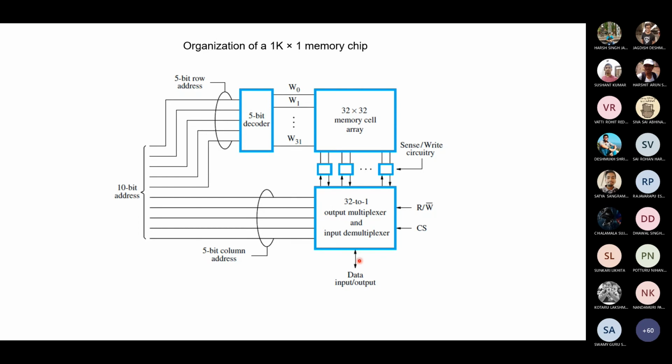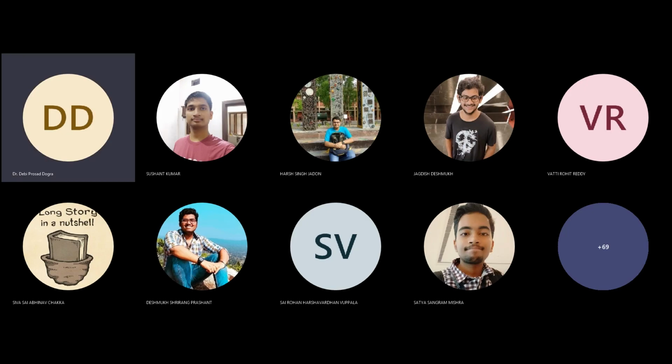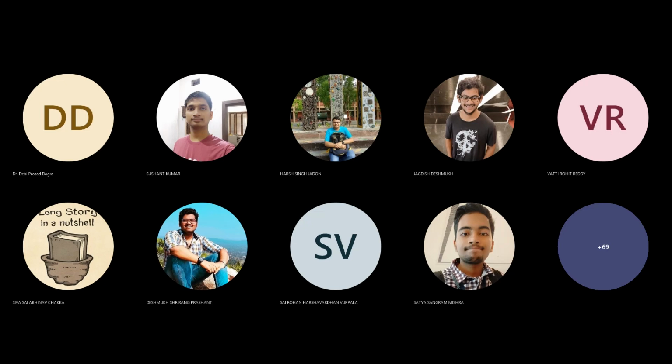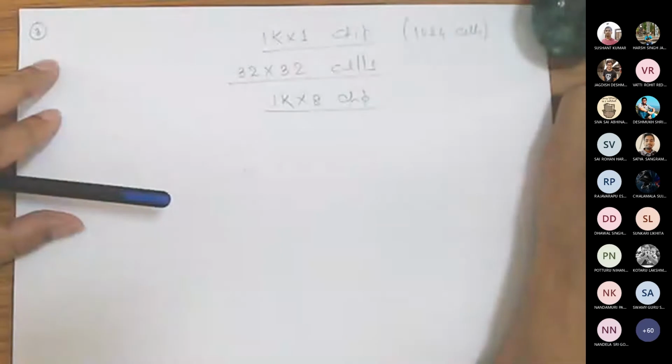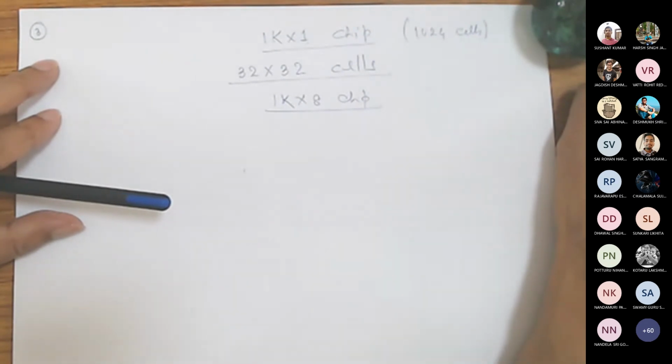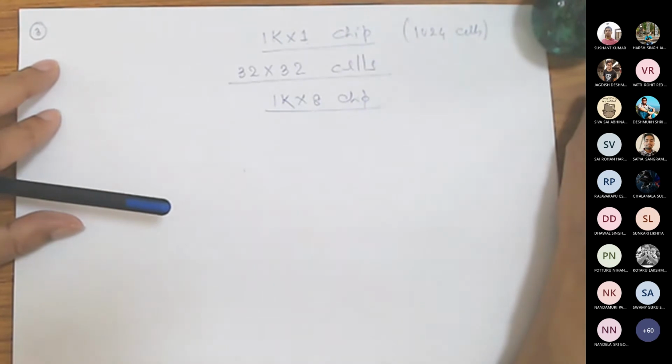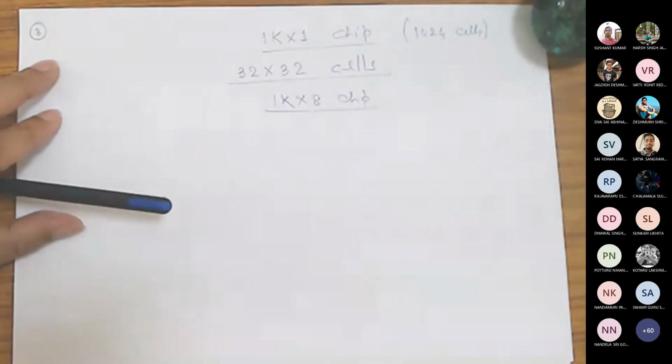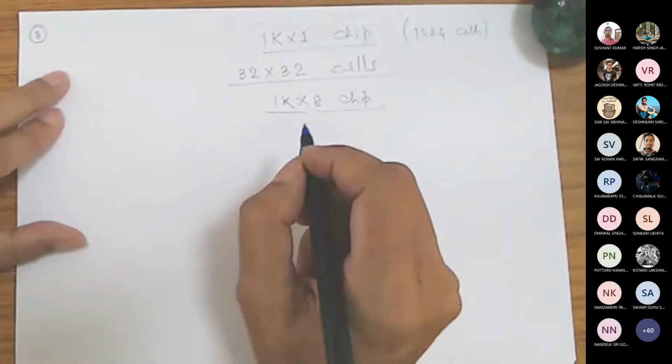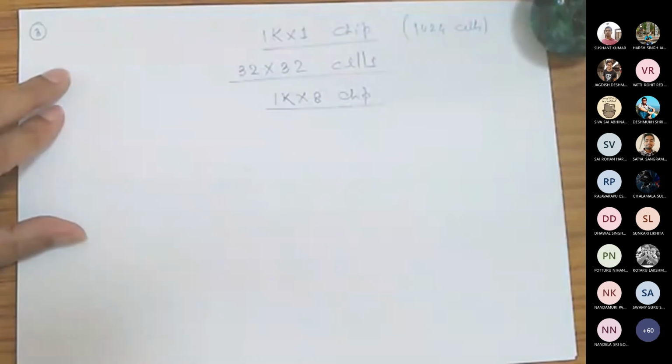Okay, so this is 1K into 1 memory chip design. Now we can actually even go for further higher order designing, but let's not make things complicated. Okay, how dynamic RAM cells are designed? Let us see that how DRAM larger chips are designed.